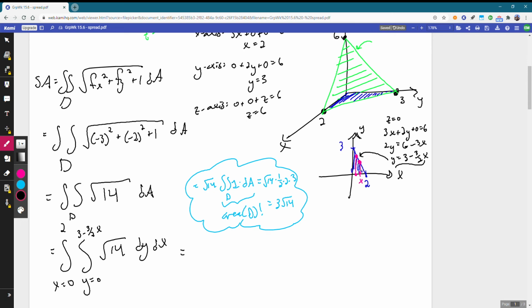All right, so I'm integrating our first integral. We just have a constant, root 14. Maybe I won't pull it out, just to show that we can leave it in as well. The integral here is going to be root 14 times y, evaluated from y equals 0 to the line there, 3 minus 3/2 x.